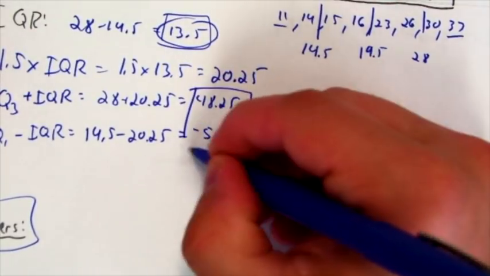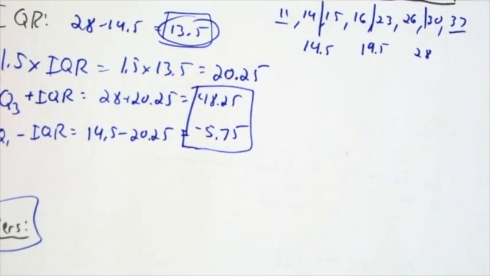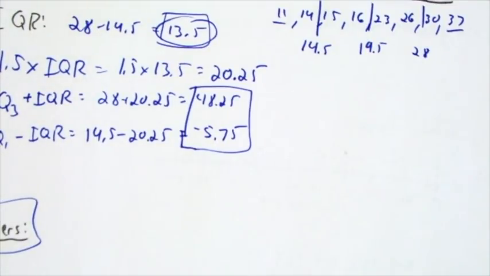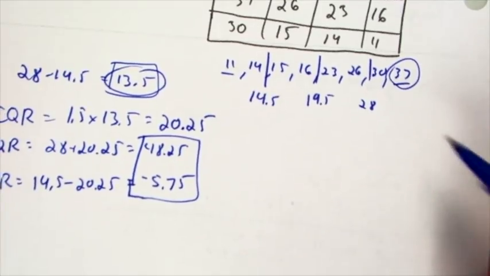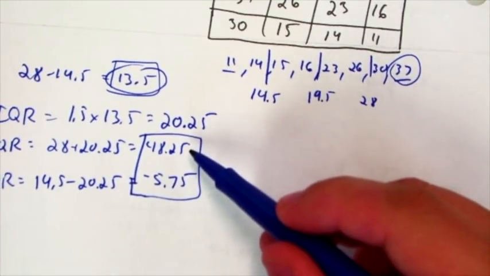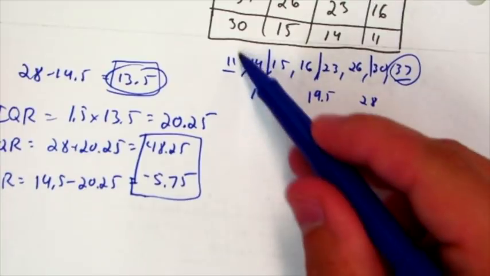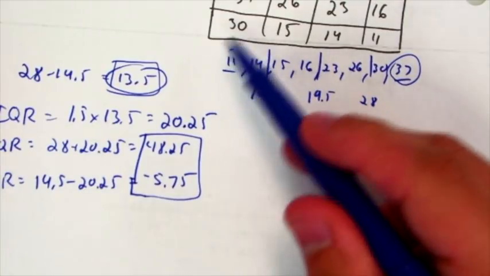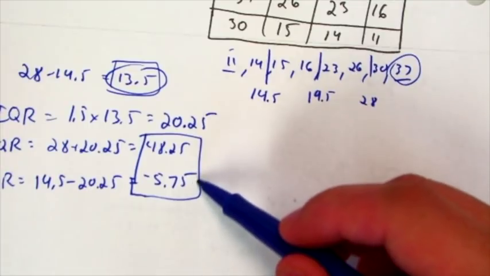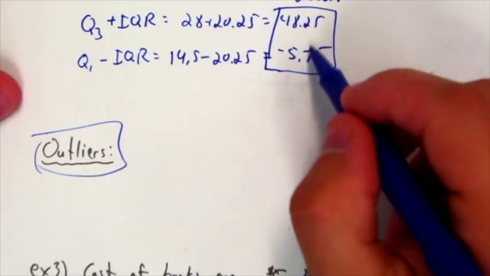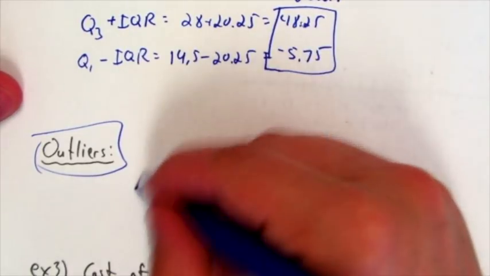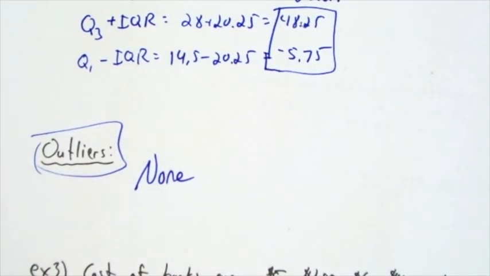So these are the new constraints that our data can fit into, and if it doesn't fit into that area, it's called an outlier. So first of all, our maximum data point is 37. That's less than the maximum that it could be, so that's okay. Our lowest data point, that's 11, and that's greater than the least amount that it could be, which means that since everything fits in between these two areas, there are no outliers. There are none.